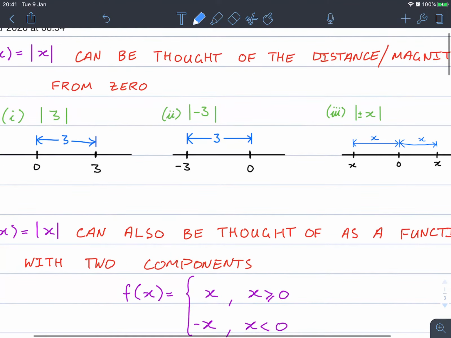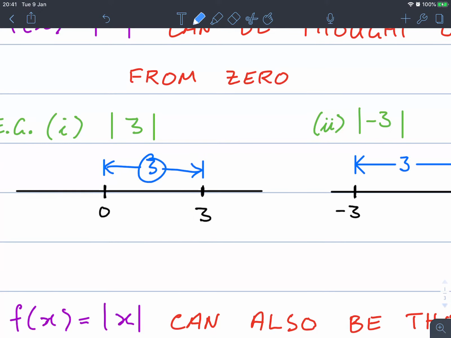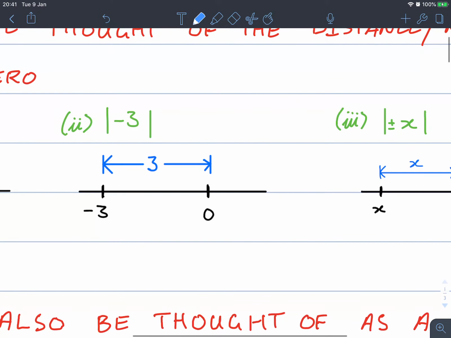So absolute value of x can be thought of as the distance or magnitude from 0. For example, if we had absolute value of 3, the distance from 0 to the point 3 is just 3. The distance from 0 to negative 3, because distance cannot be negative, has to be a positive value. So the distance from 0 to negative 3 is 3.